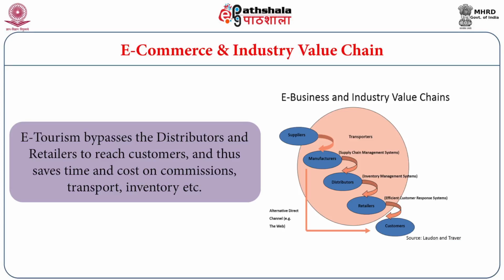So many intermediaries are involved here who take commission and also maintain inventory, which means it costs more for the product when it reaches the end consumer. When you apply information and communication technology, that means when you have e-tourism, it bypasses all the intermediaries and takes the goods and services directly to the consumer from the manufacturer. So you save a lot of commission charges and other operating charges which were earlier consumed by the intermediaries such as travel agencies and tour operators.